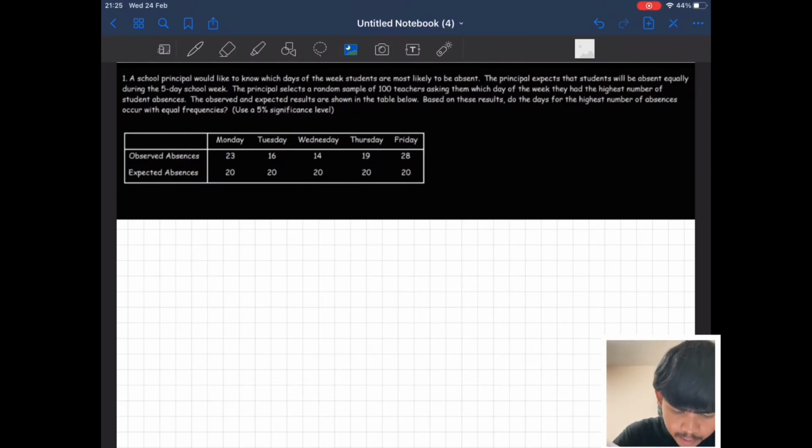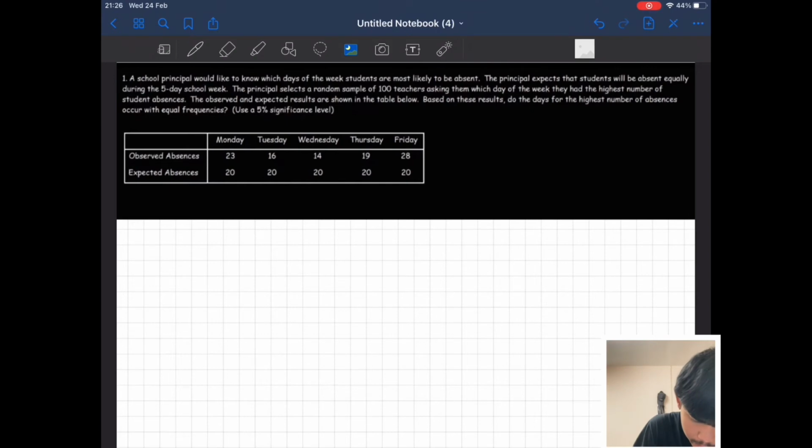Observed absences: Monday 23, Tuesday 16, Wednesday 14, Thursday 19, Friday 28. Expected absences: Monday 20, Tuesday 20, Wednesday 20, Thursday 20, Friday 20.